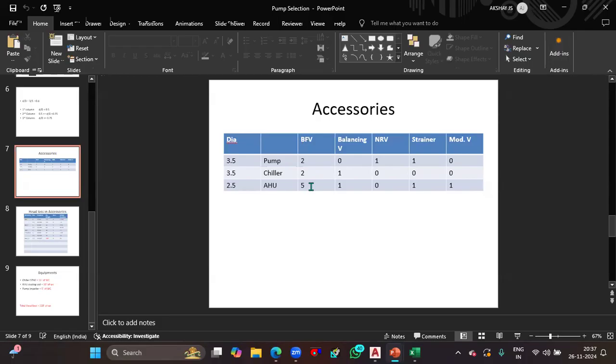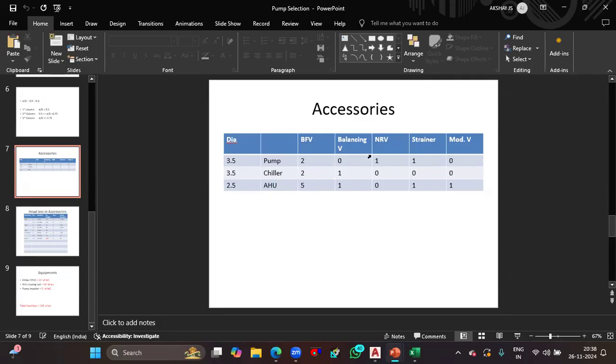And similarly, balancing valve. We know that a pump doesn't need a balancing valve because it should be a fixed flow. But in the case of chillers and AHU, we need to constrain or balance those flows, or adjust those flows with the help of the balancing valve. That's why you'll be having one balancing valve on the chiller and AHU.